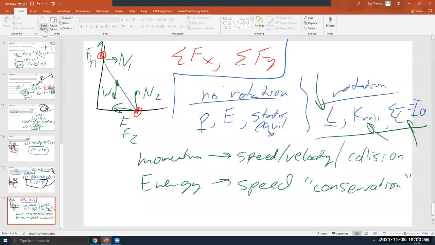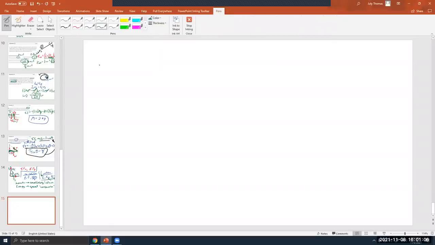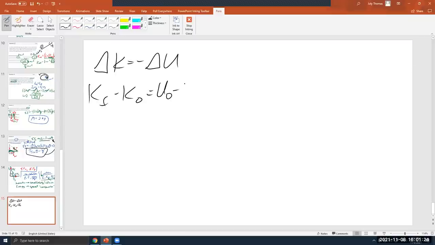Yeah, let's talk about energy conservation. So there's two sort of sides to energy conservation. One of them, which we did a problem on earlier, is that the change in kinetic energy is equal to the opposite of the change in potential energy, which, if you want to plug in your initials and finals, tells you K final minus K initial is equal to U initial minus U final. This is the same thing as saying your potential initial plus your kinetic initial is equal to your potential final plus kinetic final.